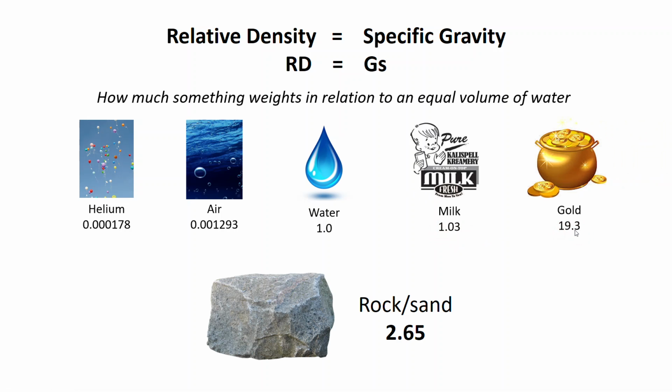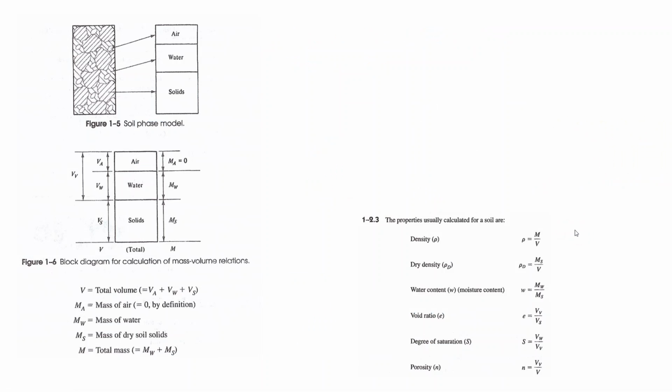But granite, quartz, kind of rocks, sand in general, has a relative density or specific gravity. I should be careful with my terms, be consistent with the book. Specific gravity of 2.65. And that becomes important to us when we start to look at these block diagrams or these phase diagrams. And you might remember these from last spring.